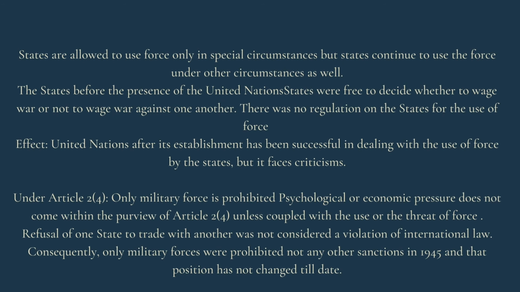After its establishment, the United Nations has been successful in dealing with the use of force by the states, but it faced criticism. Under Article 2.4, only military force is prohibited. Psychological or economic pressure does not come within the purview of Article 2.4 unless coupled with the threat of force. Refusal of one state to trade with another is not considered a violation of international law. Consequently, only military force was prohibited, not any other sanction, in 1945, and that position has not changed to date.